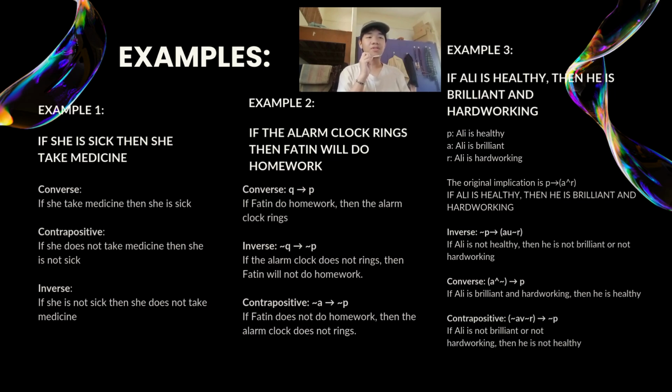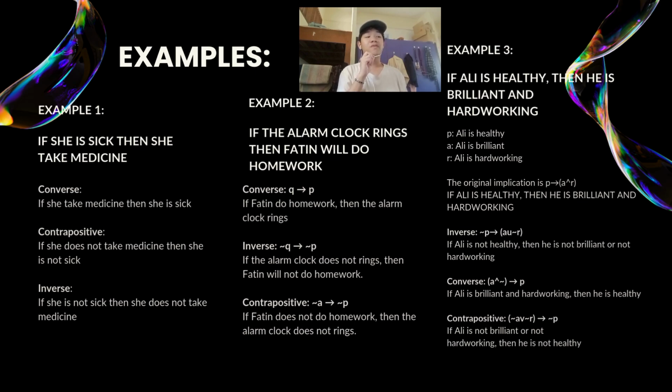Now we'll get into example 2. The statement is, if the alarm clock rings, then Fatin will do homework. So we can put the statement into P and Q. We can separate the alarm clock rings and put it into P, and Fatin will do homework into Q. And then we can put it into a notation. For example, P implies Q. If the alarm clock rings, then Fatin will do homework.